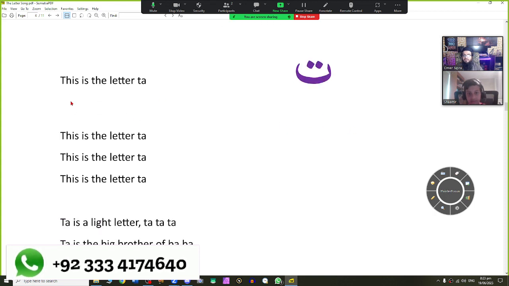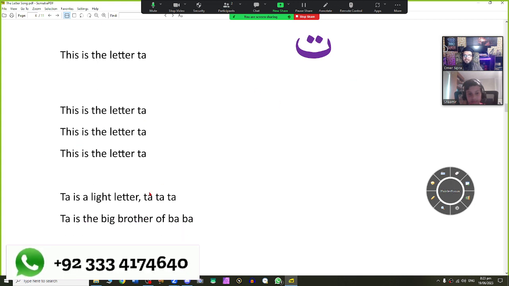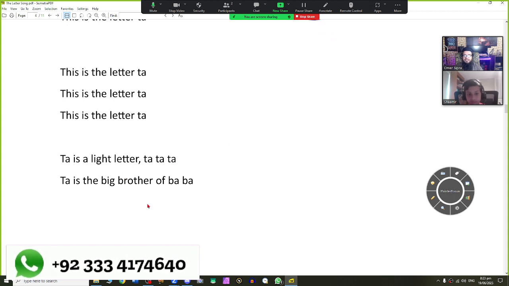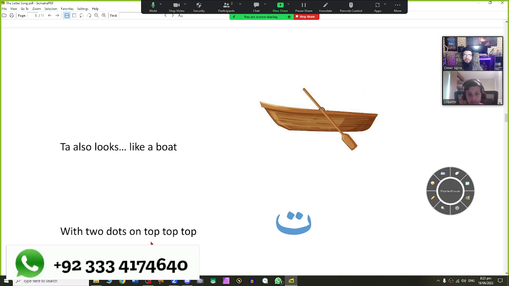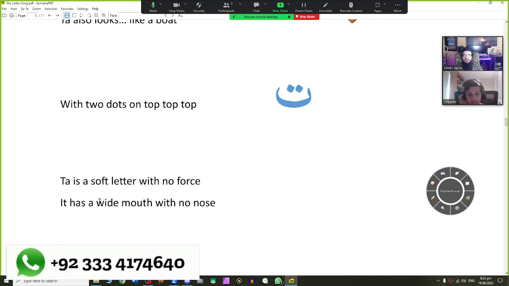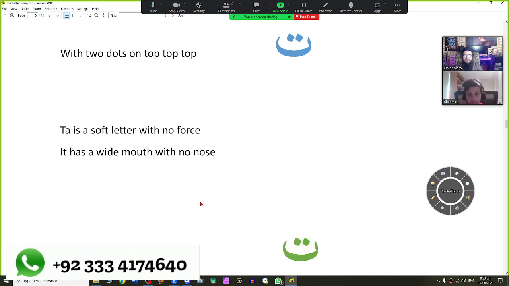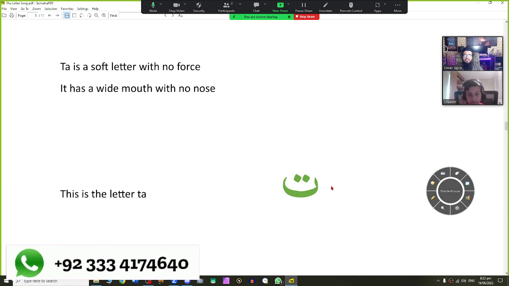All right, good job. This is the letter ta. Ta is a light letter. Ta ta ta. Ta is the big brother of Baba. Ta also looks like a boat with two dots on top. Ta is a soft letter with no force. It has a wide mouth with no nose. Ta.